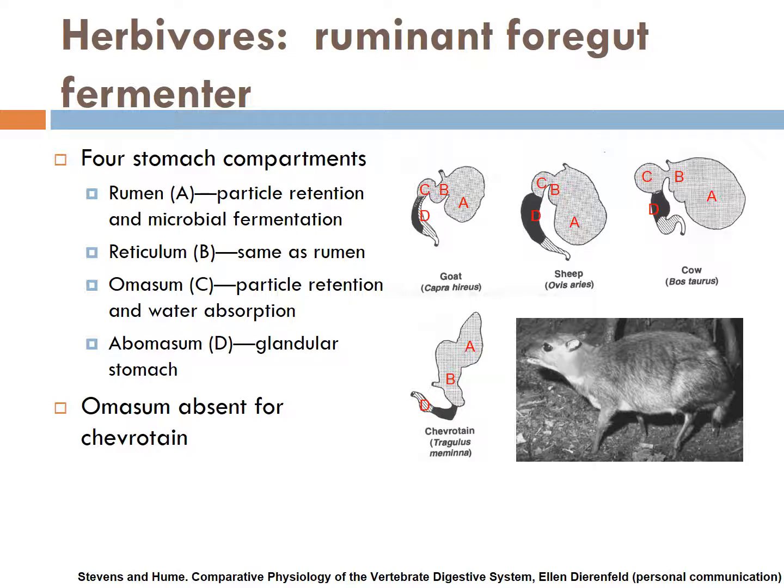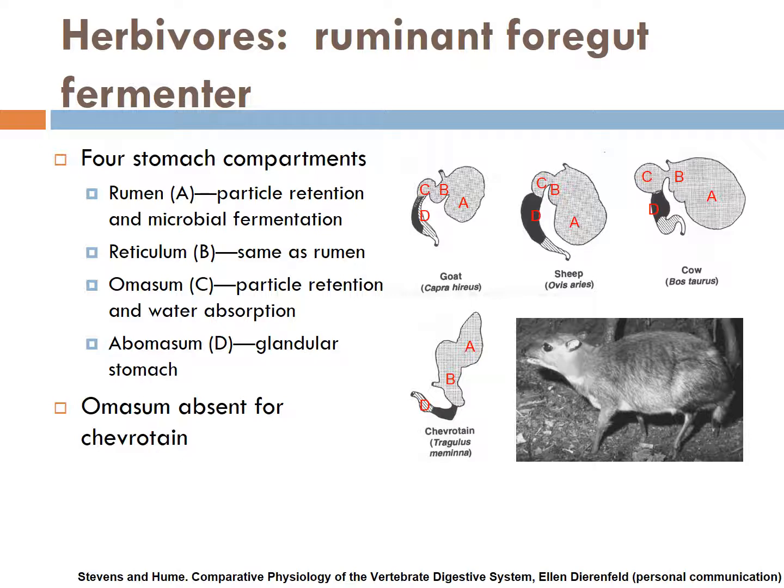The reticulum is contiguous with the rumen, has the same function, and oftentimes these 2 compartments are simply referred to as the reticular rumen. The function of the omasum is not completely known, but it's thought that it participates in particle retention and water absorption. And the abomasum, the last stomach compartment, is the glandular stomach most similar to our own. Now, we've heard many times that ruminants have 4 stomach compartments. That's not strictly true. Not all of them do.